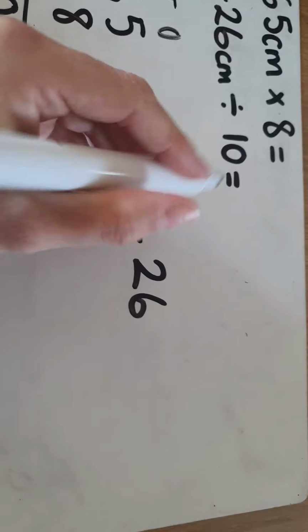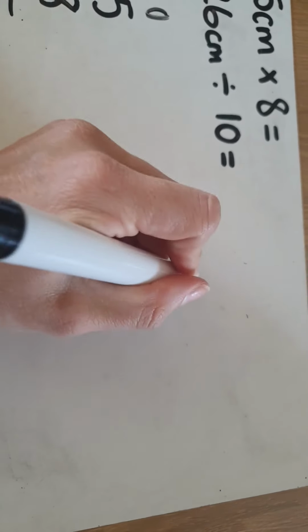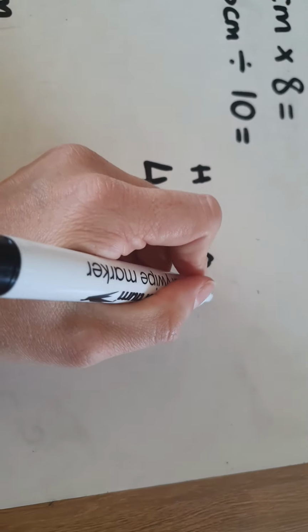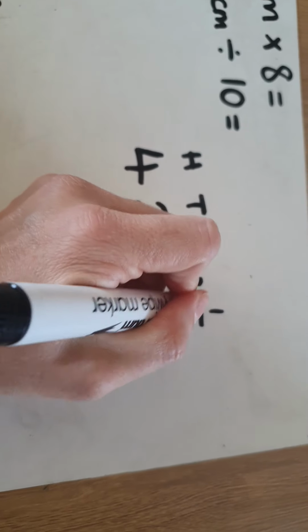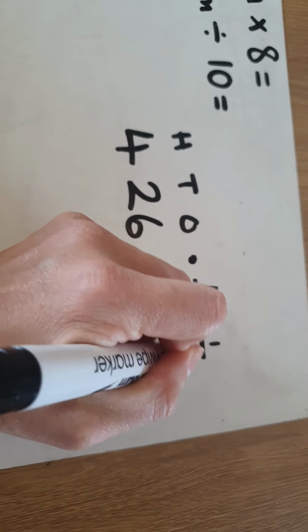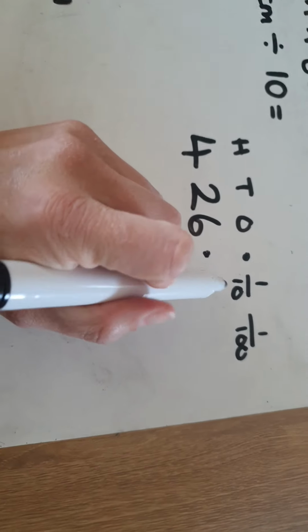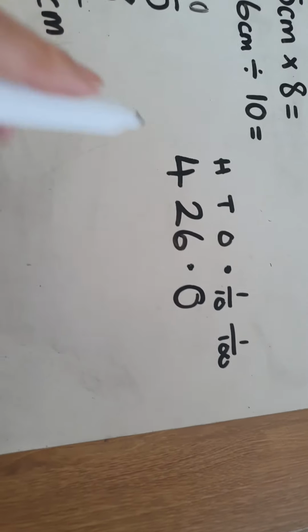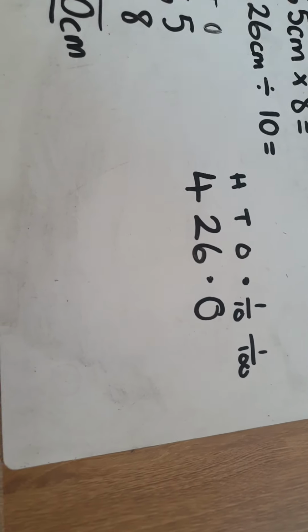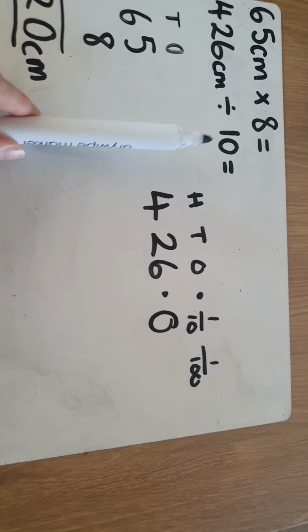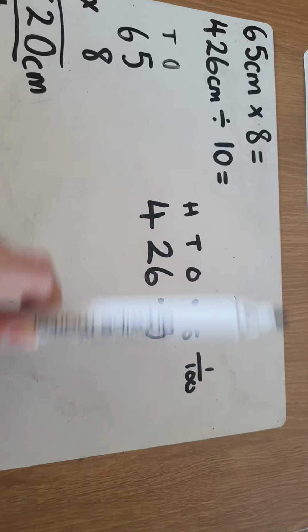426. So that is in your hundreds, your tens and your ones column. We're going to put our decimal point in and our tenths and our hundredths. So we can see our place value columns coming in together there. You may want to put your 0 in the tenths just so you can see that it's exactly the same. We are dividing by 10, so our numbers are getting smaller, so they're going to go to the right.